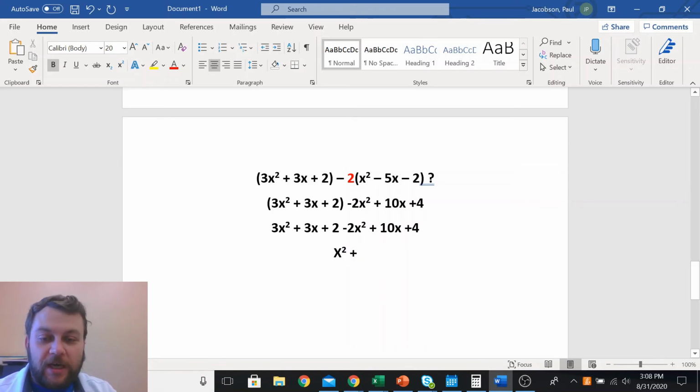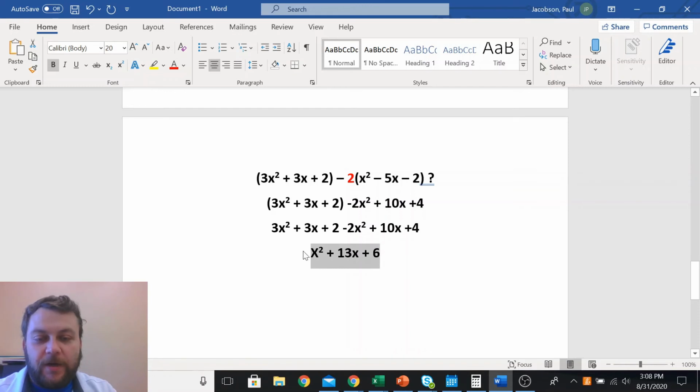So now what's 3x plus 10x? So you have 3 of something plus 10 of something. You have 13 of that item. Okay. And then last piece, plus 2 and a plus 4. You are left with a plus 6. And that is the simplified version.